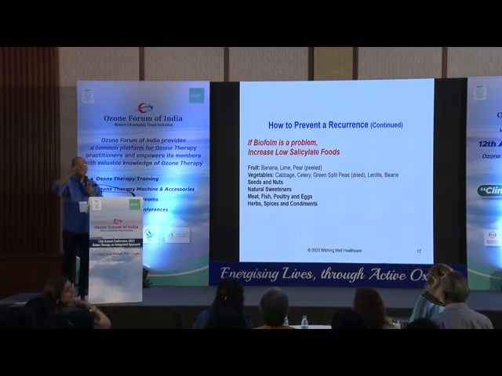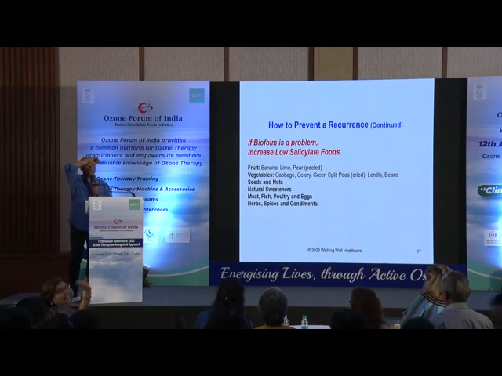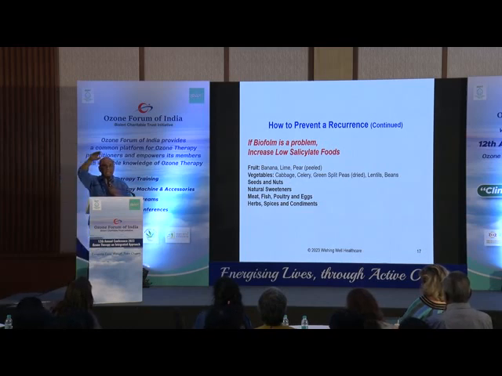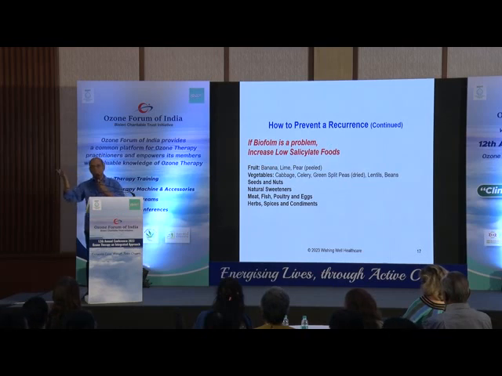So what was this all about? It is to prevent the recurrence. Preventing the recurrence means reducing the amount of salicylates in your diet by avoiding certain foods and increasing certain foods. Clear? Yes, sir. Okay.